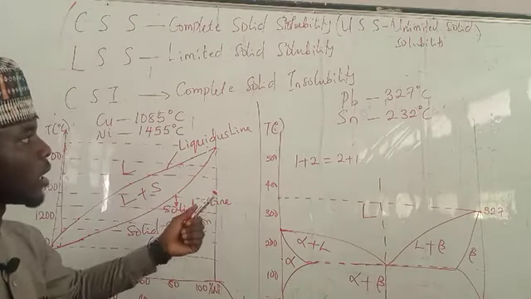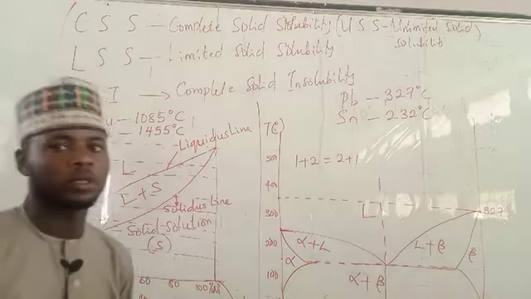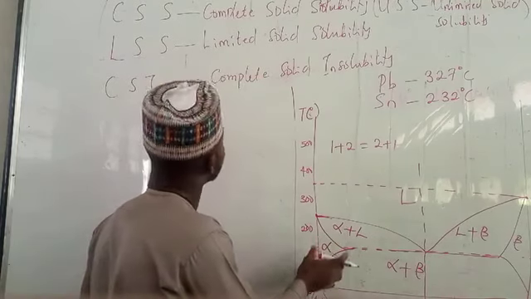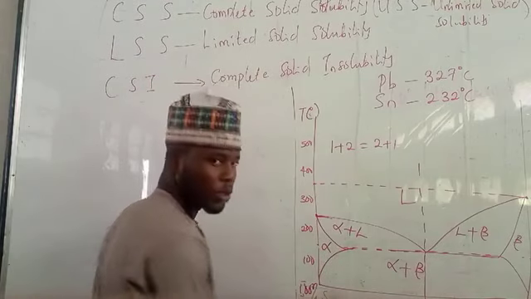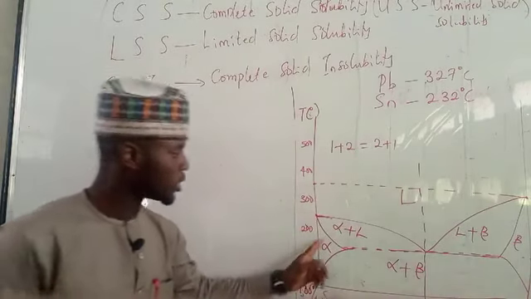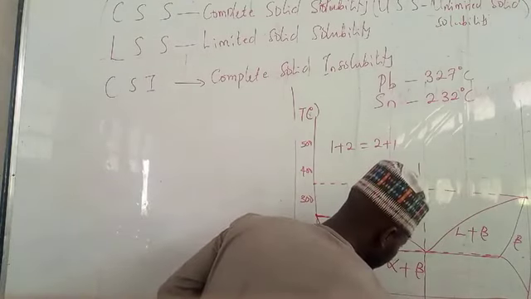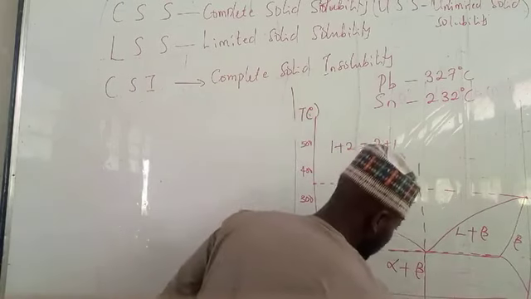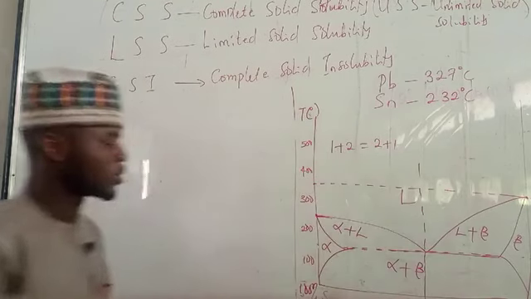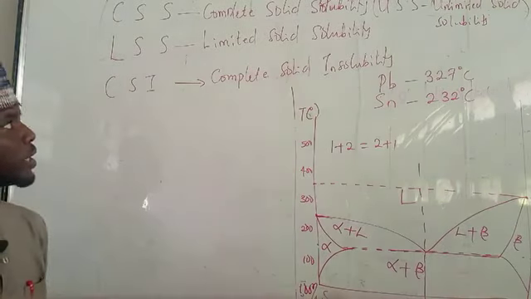So this is how to construct the curve for limited solid solubility. The eutectic temperature of this phase diagram, which has limited solid solubility, is below 200 degrees Celsius, with a tin composition of 70%. So if the composition of tin is 70%, therefore the composition of lead will be 30%. This is just the phase diagram and how to construct the phase diagram of limited solid solubility.